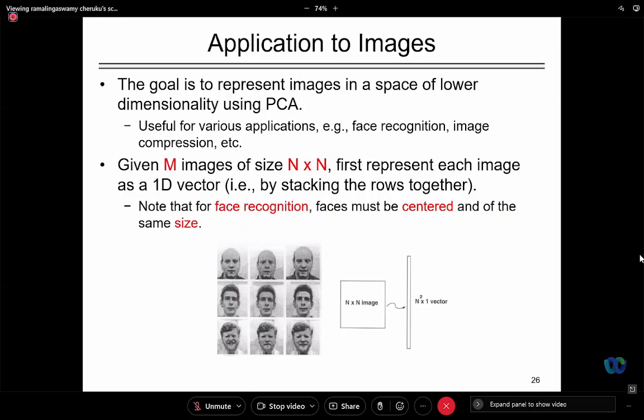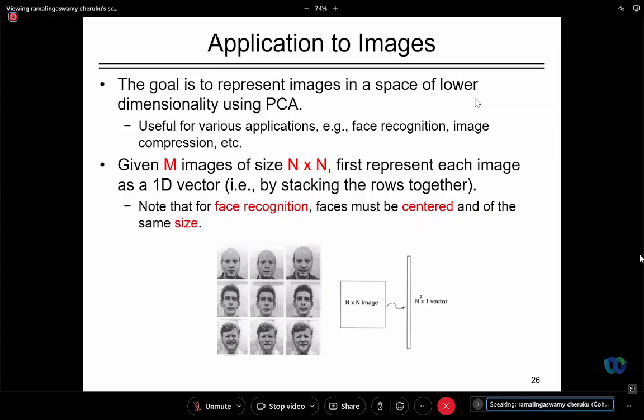After all, in the morning I was discussing a dimensionality reduction technique called principal component analysis. So now let's see its application, especially in image processing. The goal is to represent the image in a lower dimensional space using PCA. By reducing some dimensionality, I want to represent the image in a lower dimensional space. This can be achieved with the help of principal component analysis or any other technique.